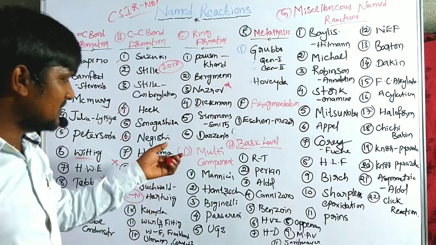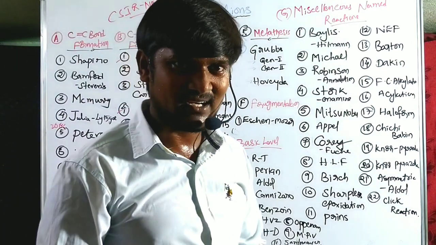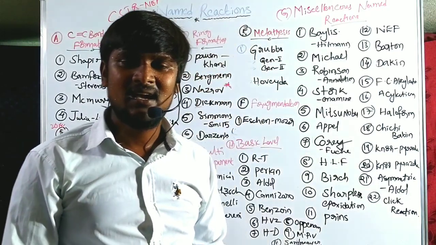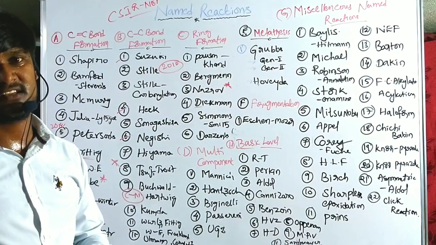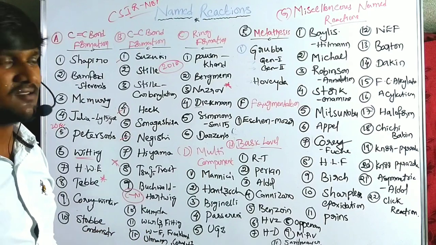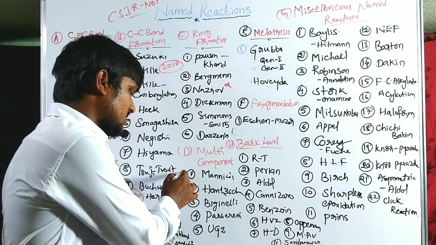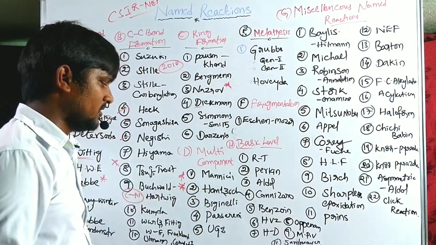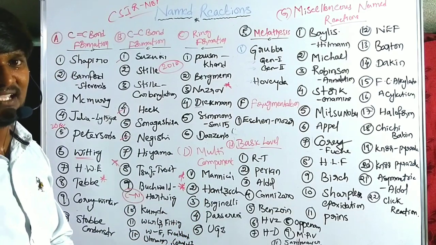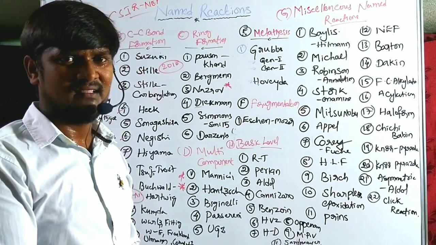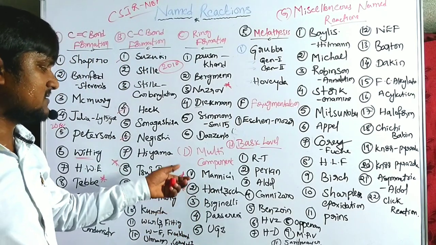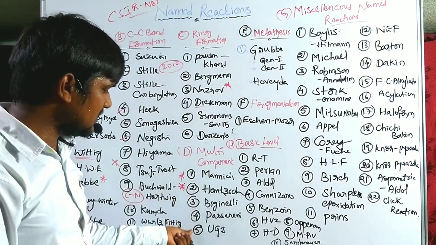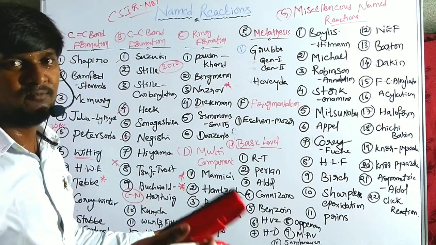Now the fourth category is multi-component reactions. One is the Mannich reaction, then the Hantzsch reaction, Biginelli reaction, Passerini reaction, and Ugi reaction. The Hantzsch and Mannich reactions are very important topics. The Hantzsch reaction was asked in GATE 2018 and in CSIR. So many times they have been asked on the Hantzsch and Mannich reactions. These other three are also helpful. They may be asked in future exams.